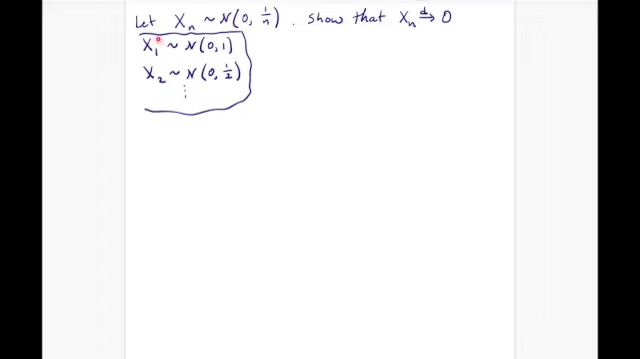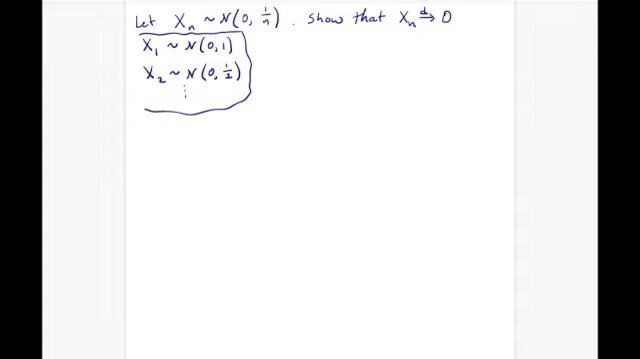So the first random variable will be a standard normal, the second will be a normal 0, 1/2, the third a normal 0, 1/3, etc. And we want to think about where that converges to in distribution. So what's the distribution as n goes to infinity? Well, it seems like the variance is getting smaller and smaller, and this variance 1 over n will converge to 0 as n goes to infinity.